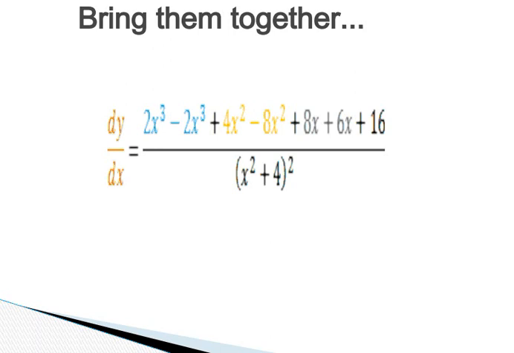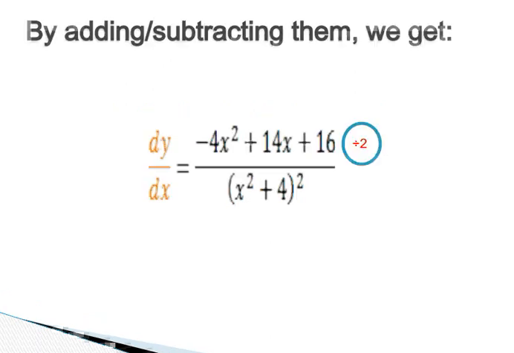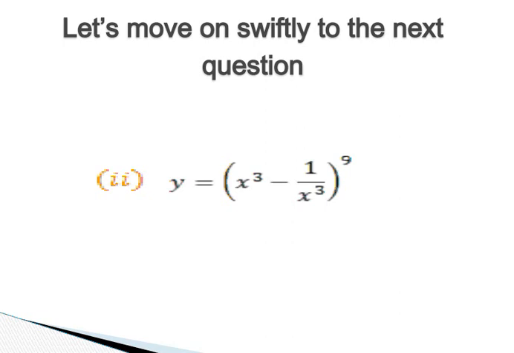By identifying like terms, you can see that it's easier to say that dy dx equals 2x cubed minus 2x cubed plus 4x squared minus 8x squared plus 8x plus 6x plus 16, over (x squared plus 4) all squared. By grouping the terms together, we get the final answer of dy dx equal to minus 4x squared plus 14x plus 16 over (x squared plus 4) all squared. And apologies, but you can just ignore the minus 2 circled in blue.